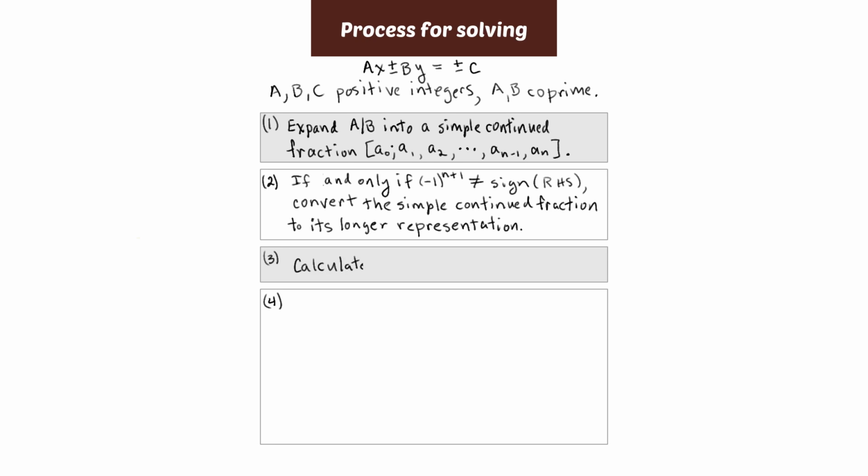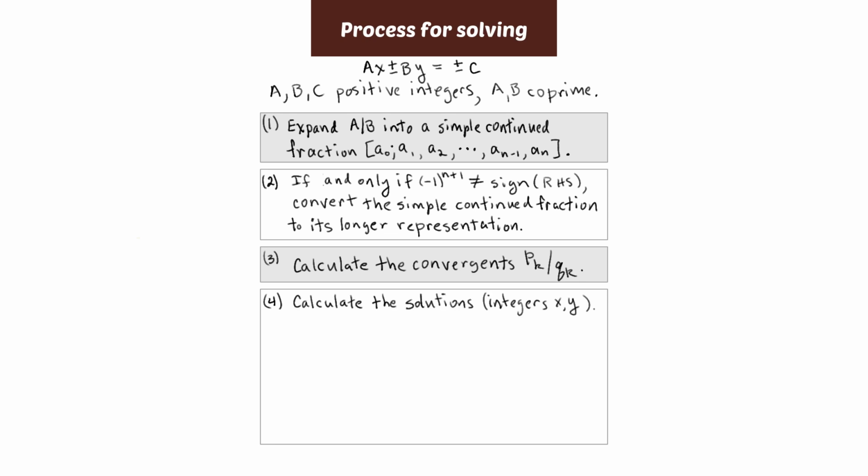Step 3. Calculate the convergents of the simple continued fraction, either the convergents for the original one, the shorter representation, or if you had to convert it in step 2, the convergents for the longer representation. If you aren't sure how to calculate the convergents, there's a separate video about that too. The last step is to calculate values of x and y.